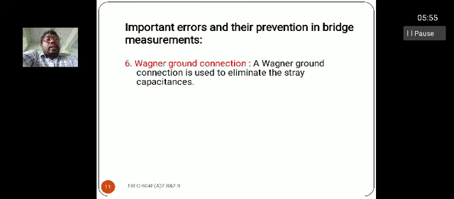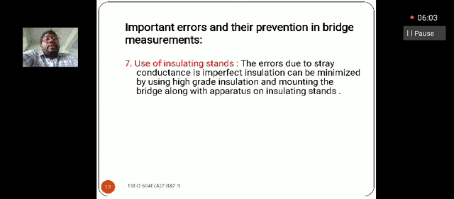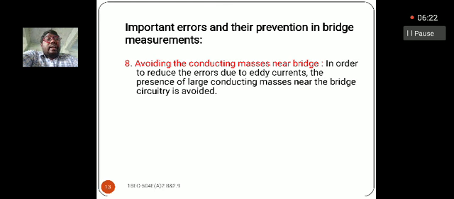The Wagner ground connection is used to eliminate the stray capacitances. Use of insulating stands: the errors due to stray conductance and imperfect insulation can be minimized by using high grade insulation and mounting the bridge along with the operators on insulating stands. Avoiding the conducting masses near the bridge: in order to reduce the errors due to eddy currents, the presence of large conducting masses near the bridge circuitry is avoided.